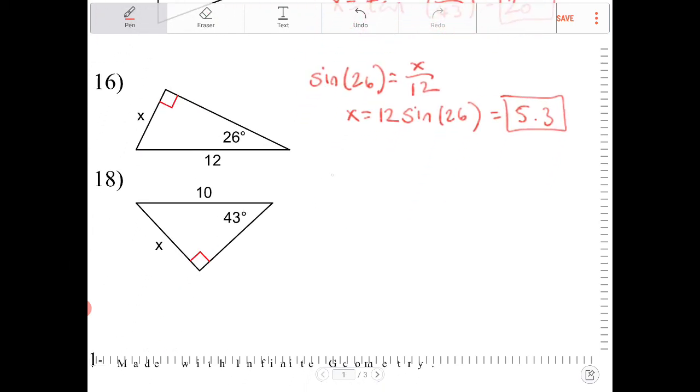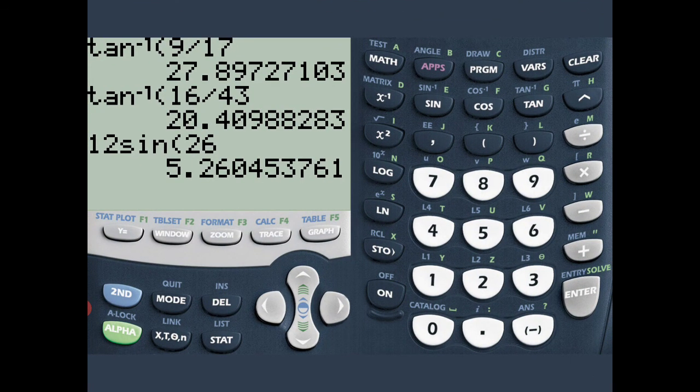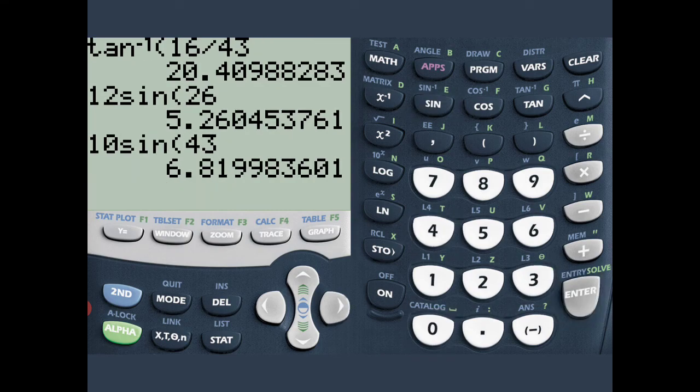Here again I have x is opposite of 43 and 10 is the hypotenuse, so sine of 43 is equal to x over 10. X therefore is 10 sine 43. So 10 sine of 43 is 6.8.